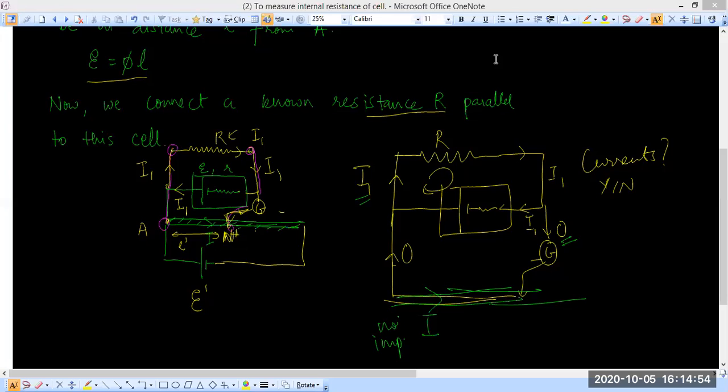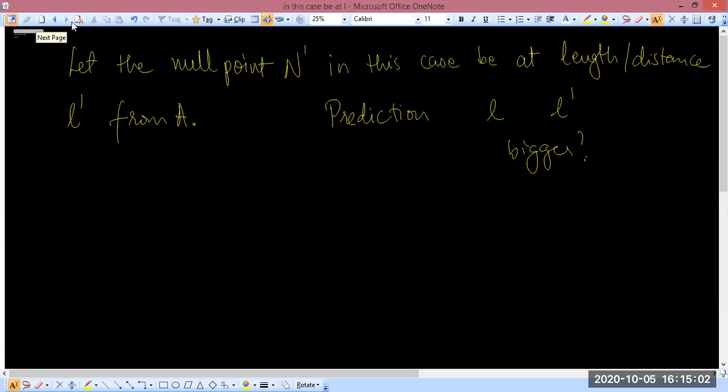What is L, Avinash? Were you paying attention yesterday? All right, the correct answer is L dash is smaller. L is bigger. That is because current is not flowing in the first case. That's why that length is bigger. If current is not flowing, you are actually measuring EMF.